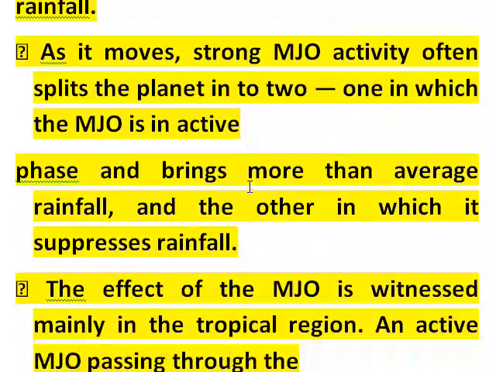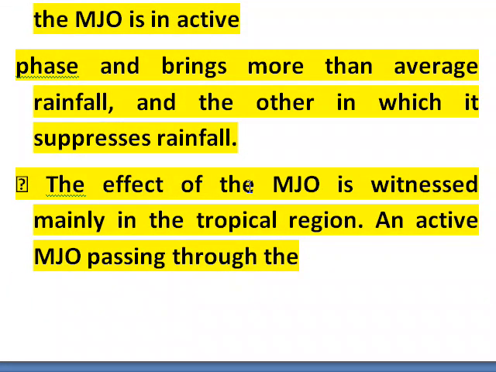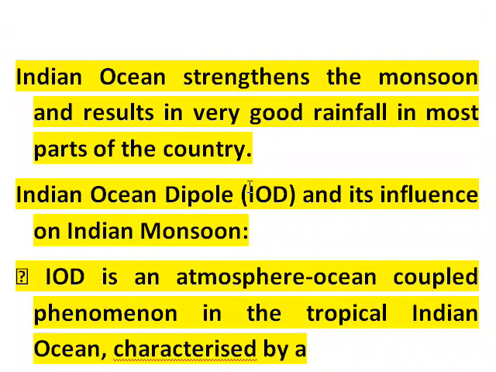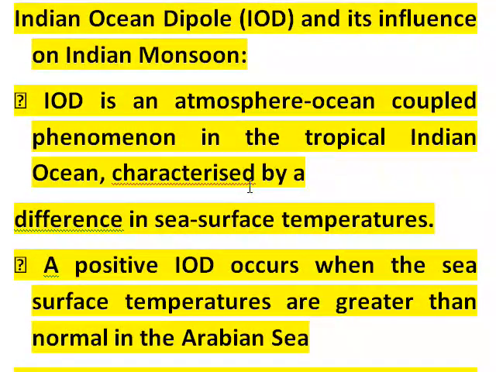As it moves, a strong MJO activity often splits the planet in two: one part in which the MJO is in an active phase and brings more than average rainfall, and another which suppresses rainfall. The effect of the MJO is witnessed mainly in the tropical region. An active MJO passing through the Indian Ocean strengthens the monsoon and results in very good rainfall in most parts of the country.